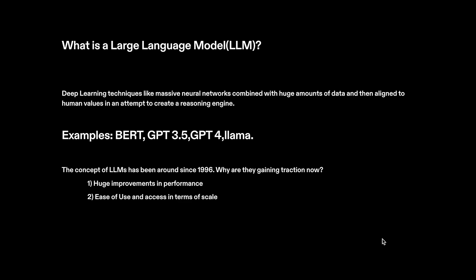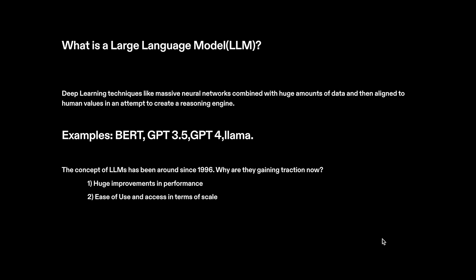So an LLM basically happens when you combine a massive neural network with huge amounts of data and train it on this huge amount of data. Once it's been trained, you then align it to human values in an attempt to create a reasoning engine. So examples of these LLMs are BERT, Llama, and more famously, GPT-3.5 and GPT-4.